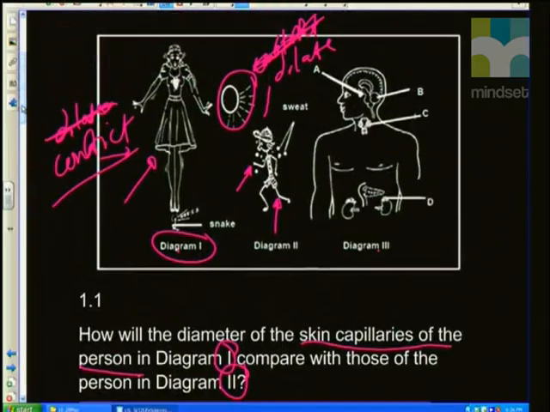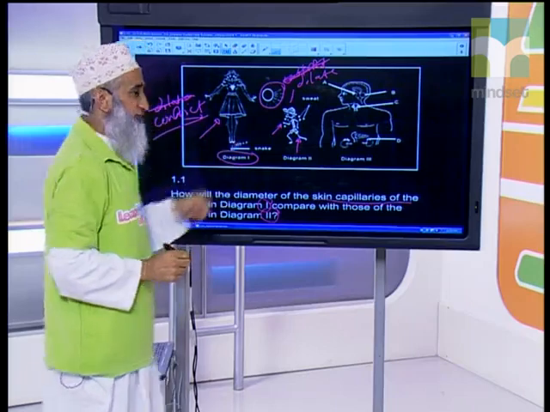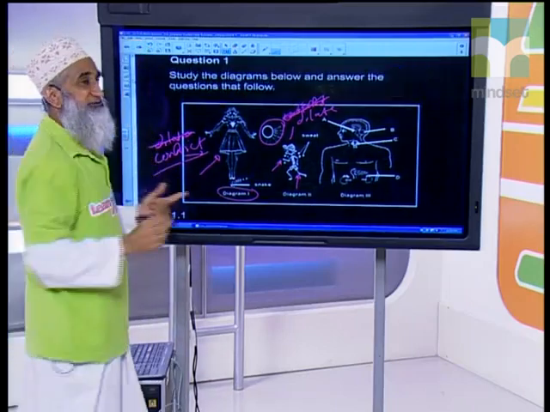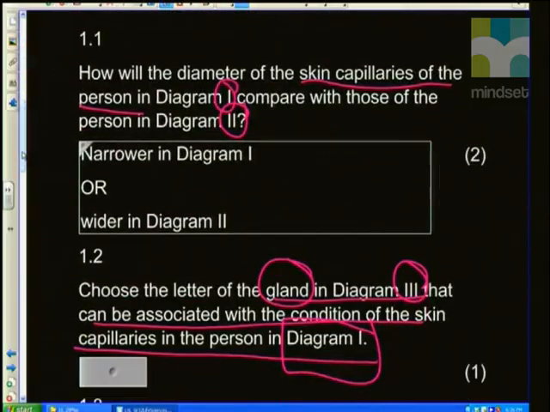What was the condition here? Emergency? So which gland is involved in emergencies? D. Adrenal. Adrenal gland, good. And that is letter D. Okay, so that's an easy one.